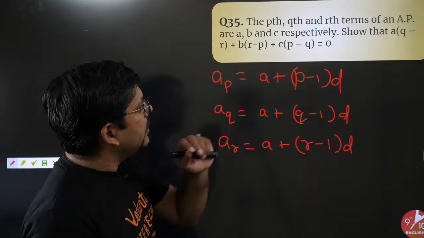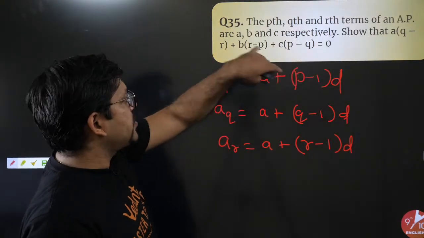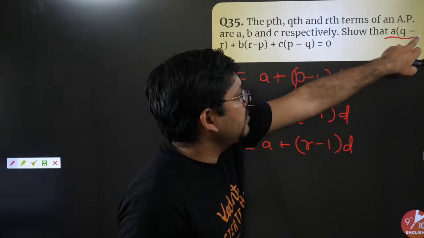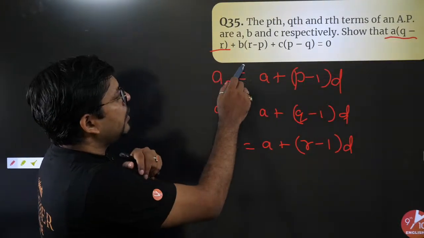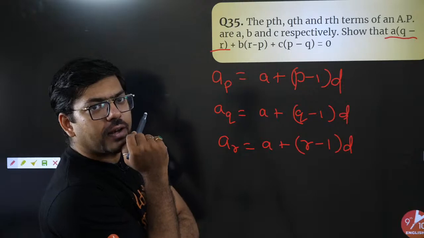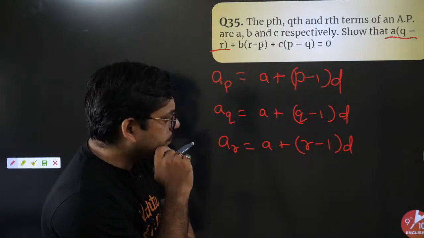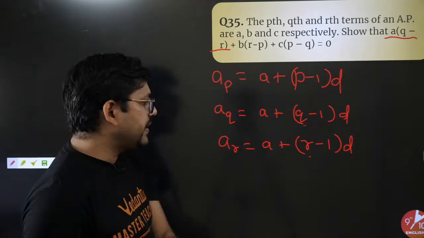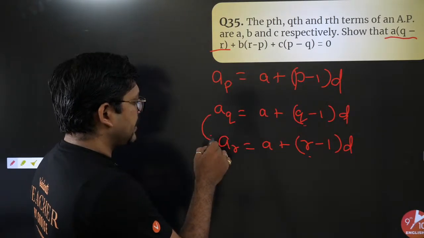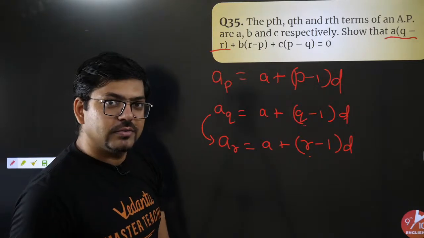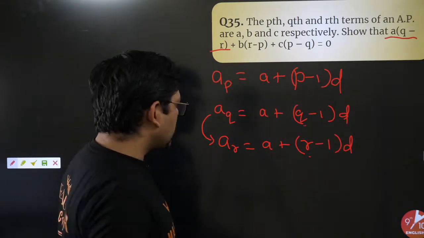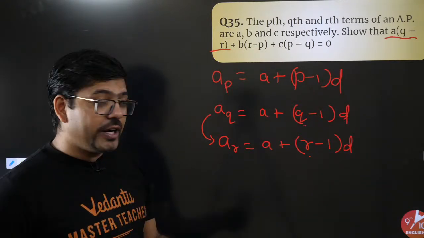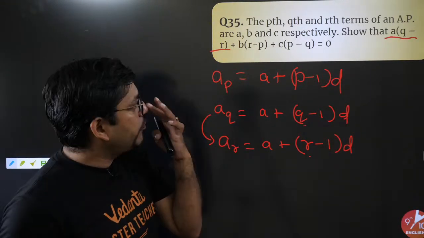Now the question is saying show that a times (q minus r). See here, a times (q minus r). So how would I get q minus r? Any idea? I have q here, I have r here. Don't you feel that if I subtract them, I would be getting q minus r very easily? So this simply means if I do a subtraction here, I would be getting what?